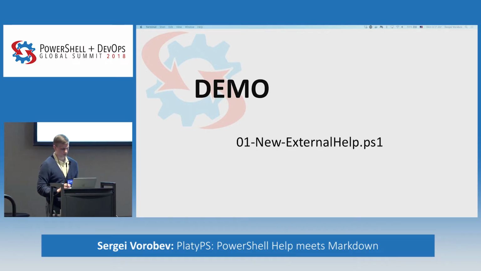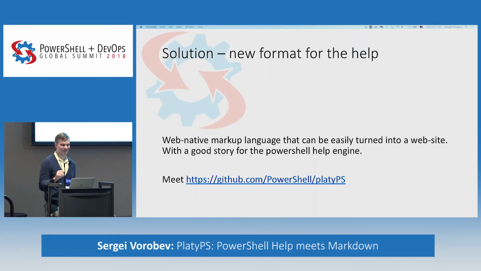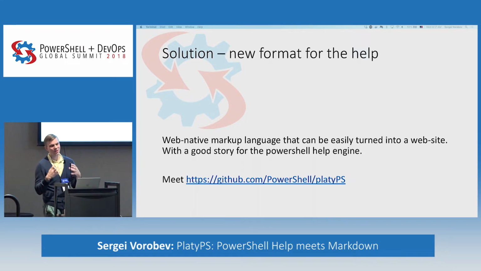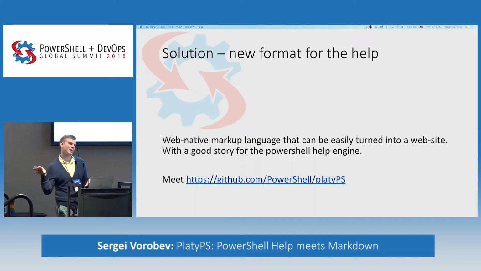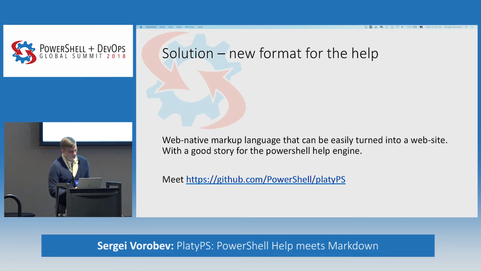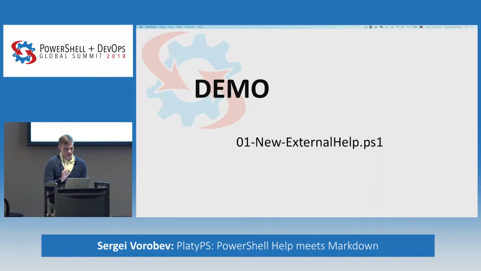Yes, and then we come to a demo. PlatyPS, okay, let's get back. Basically, PlatyPS allows you to take Markdown and turn it into MAML XML, which can later be consumed by the help engine. And because it's just Markdown, the website story is already solved. You can just turn it into a website, and there are plenty of existing tools to do that. So yes, now demo time.